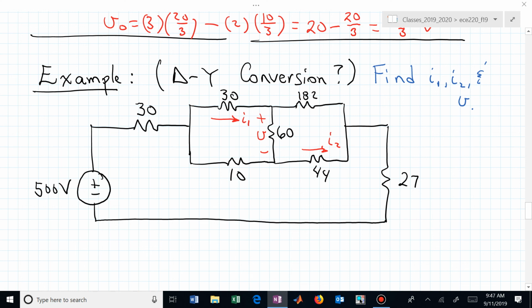10 times 182 equal to 30 times 44. That doesn't appear to be the same, does it? So the bridge is not balanced. We can't do that, but on an exam you might want to check. Hint, hint.